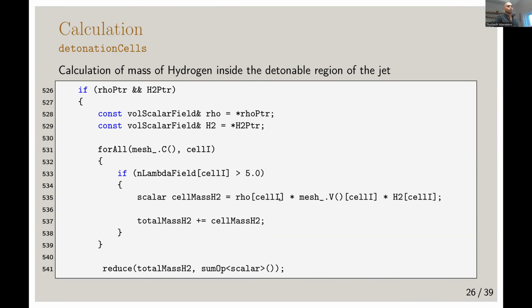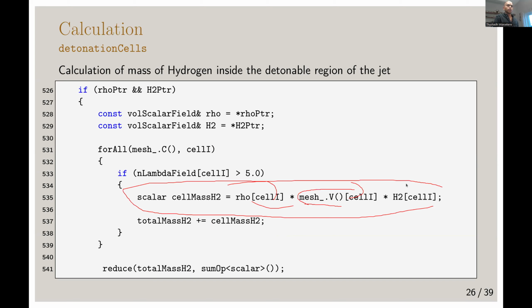Yeah, so now we know we have all the necessary information to move forward. And the next step is to calculate the amount of hydrogen in that region, which, as I showed you before, is quite straightforward. We just multiply the density of hydrogen, or the mixture of hydrogen in the cell, with the volume of the cell and the concentration of hydrogen in the cell. Again, here the source code actually supports calculation on multiple processors.